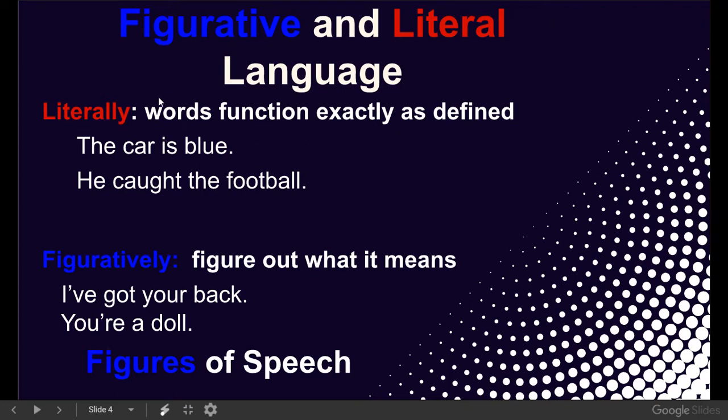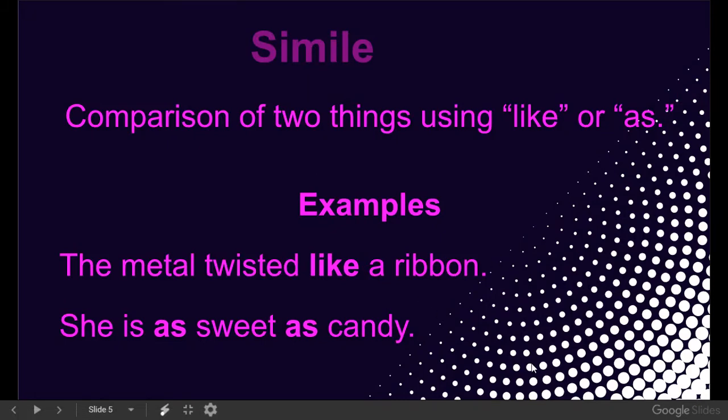Okay, let's see. Figurative language is not the literal function as defined. So the car is blue. He caught the football. Figuratively is beyond the literal meaning, such as I got your back or you're a doll. And so the words mean more than what they literally project.